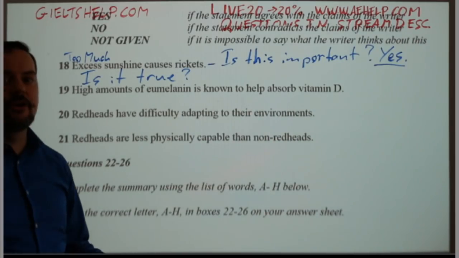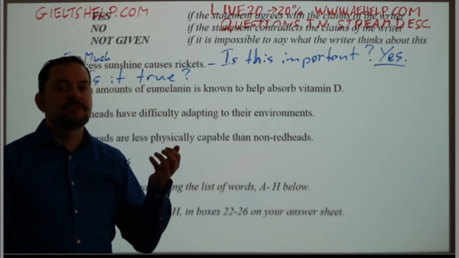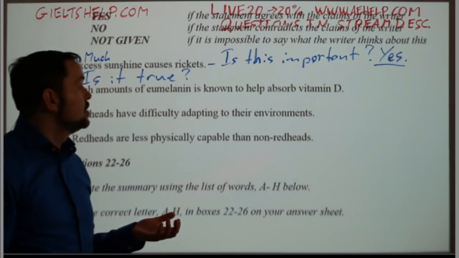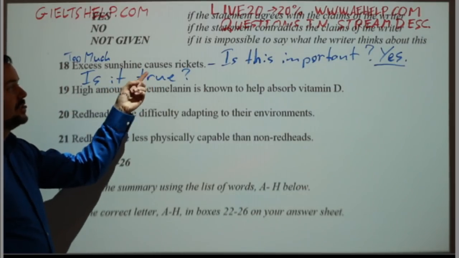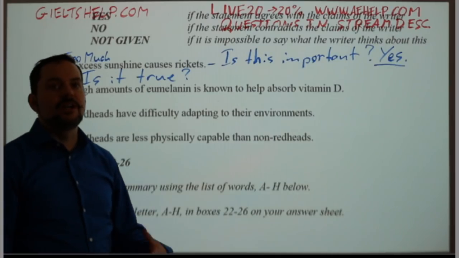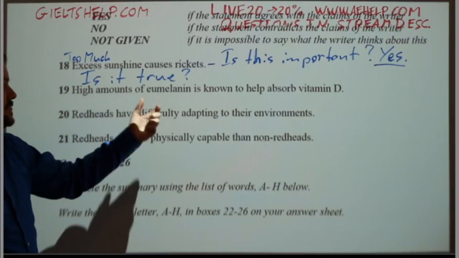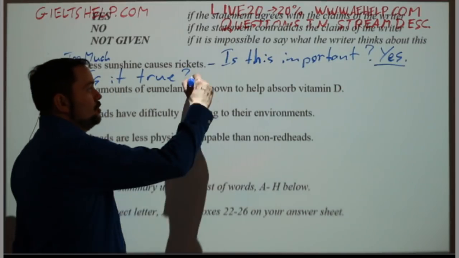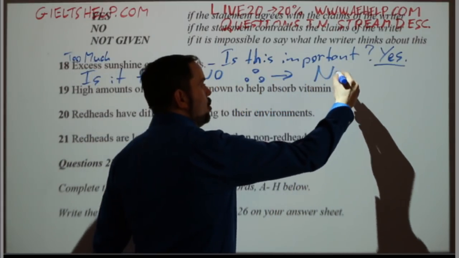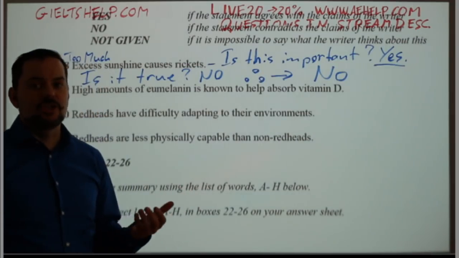Why do people have red hair, or where do people have red hair? People have red hair in places where there's not enough sunshine. Why? So that they don't get rickets, right? So too much sunshine does not cause rickets. Too little sunshine or not enough sunshine is what causes rickets, right? So the exact opposite is what causes rickets. So is it true? No. Therefore, the answer is no, okay? Not enough sunshine causes rickets. Not too much sunshine causes rickets, okay?